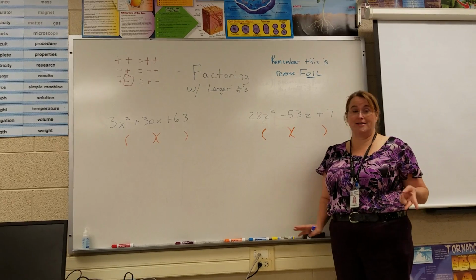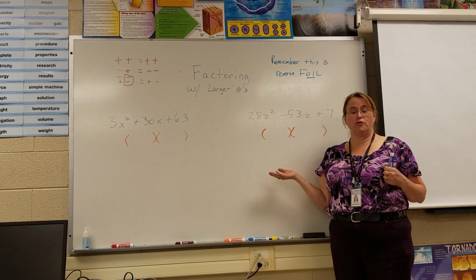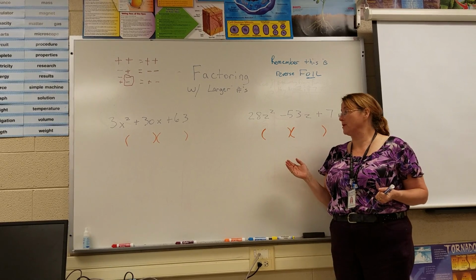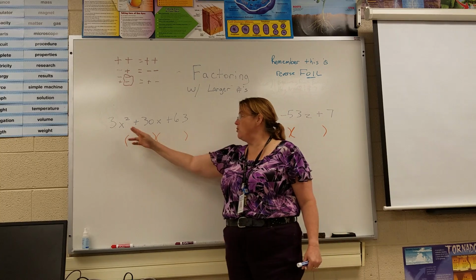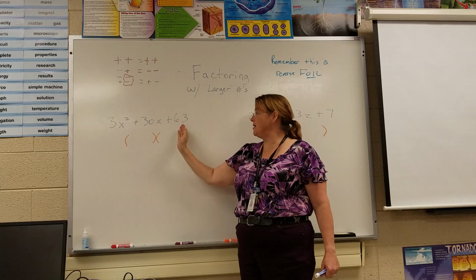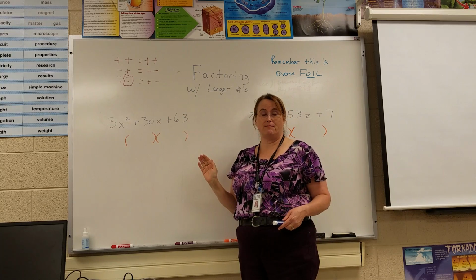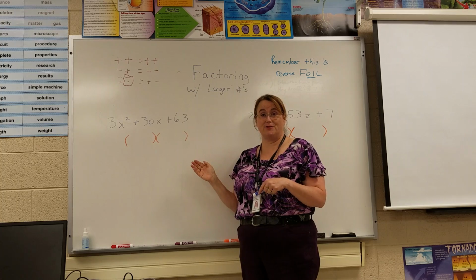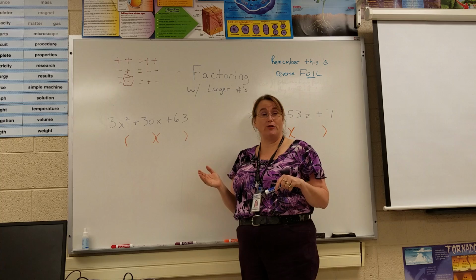I'm going to show you two examples of factoring with larger numbers, and there are two different ways you can do that. So we're going to do this one first. If you notice that the numerical coefficient at the beginning of each section is divisible by the same thing, you could reduce that, so to speak. You want to pull out what you can.